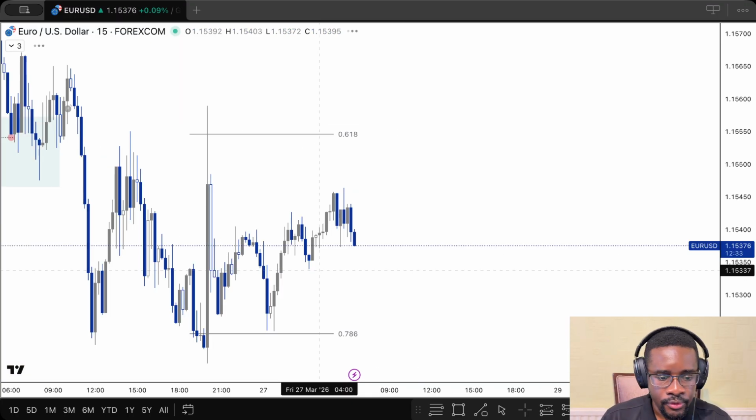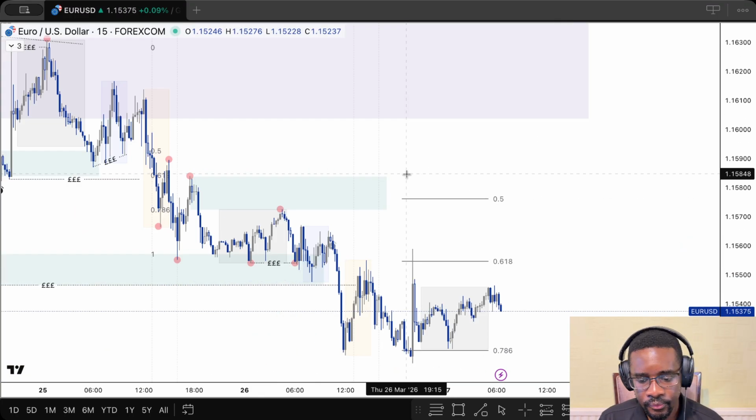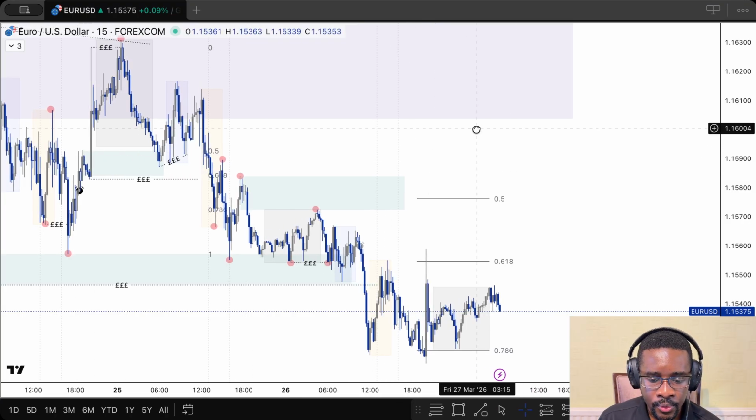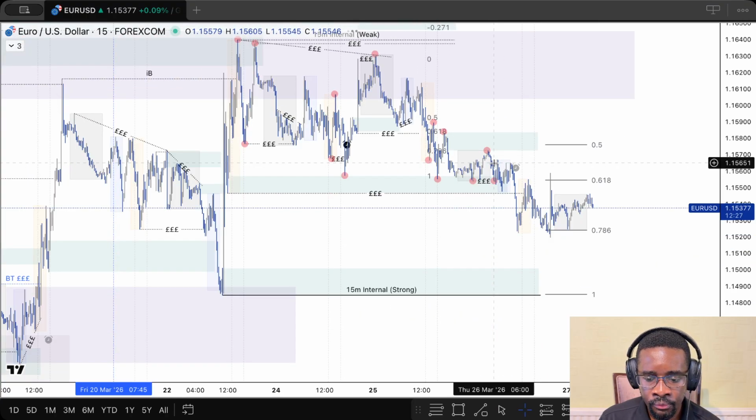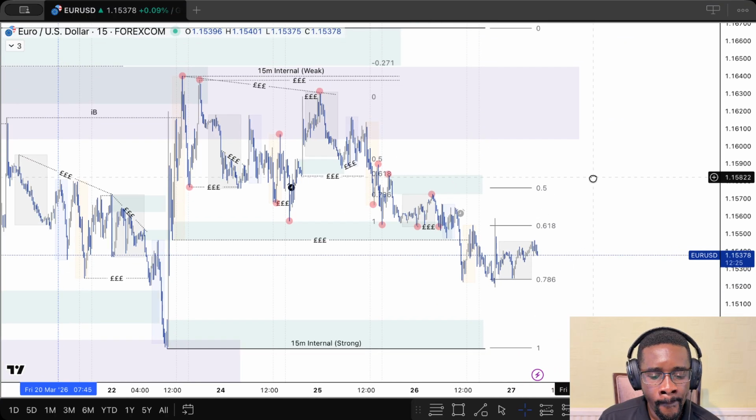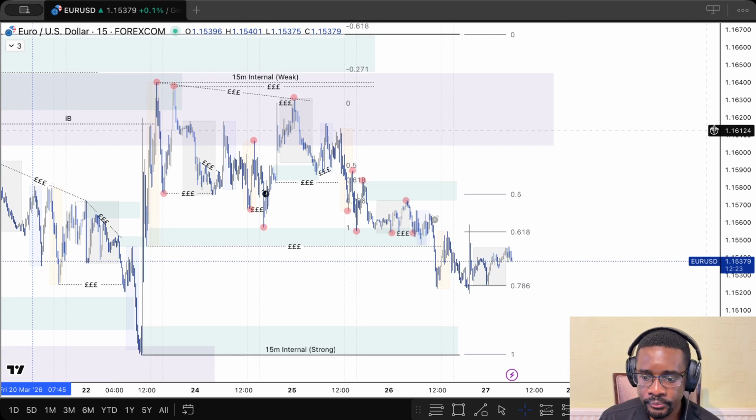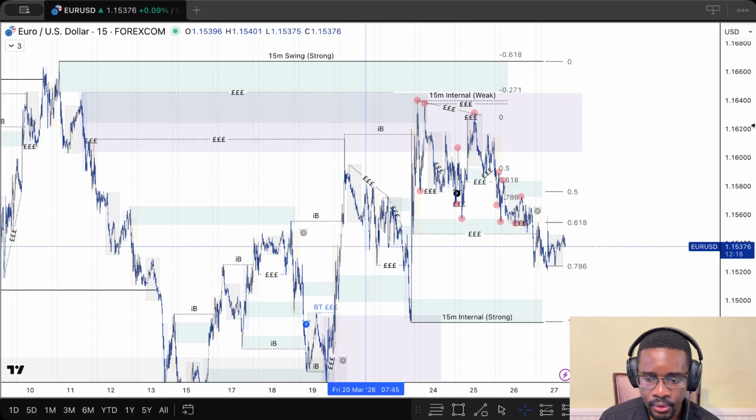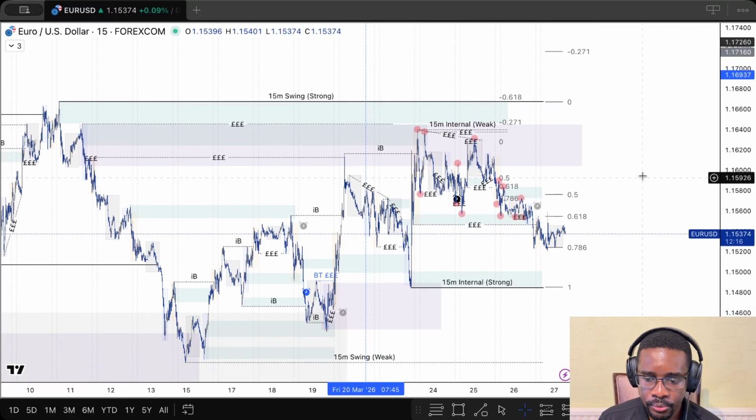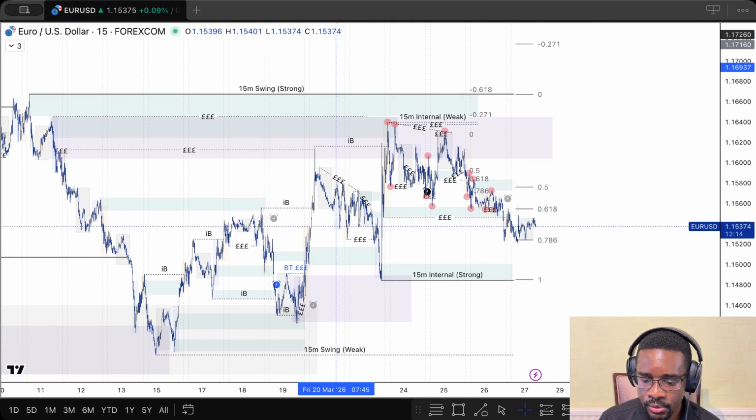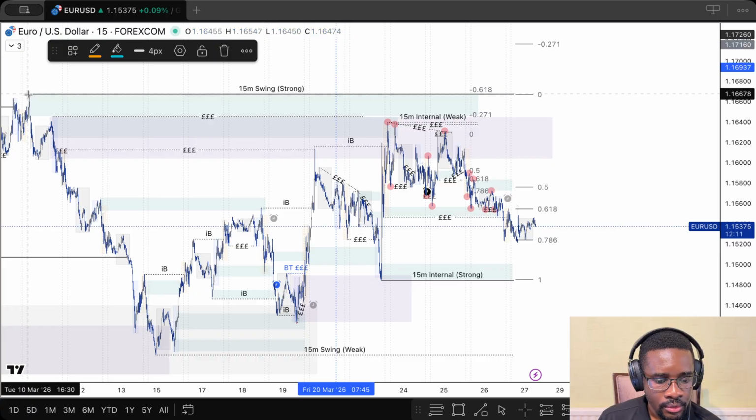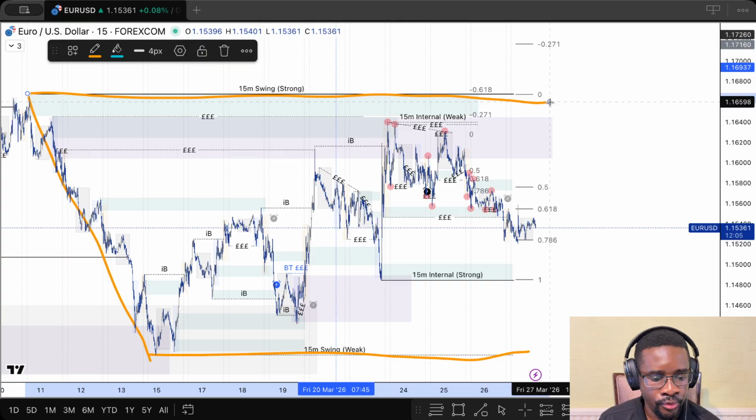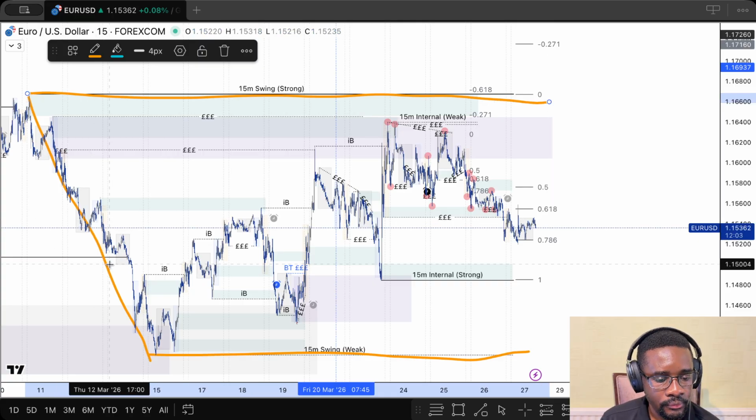So looking at the 15-minute, this is what we have. Let me make sure everything is visible. So this is our range high and range low on the 4-hour as viewed on the 15-minute.